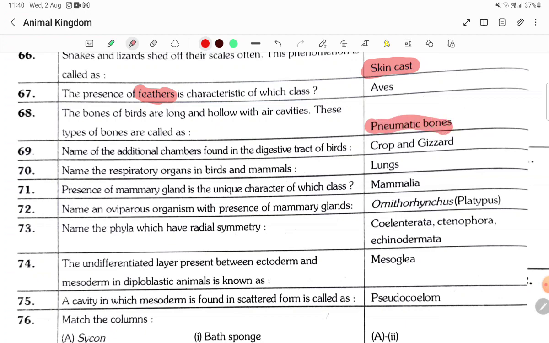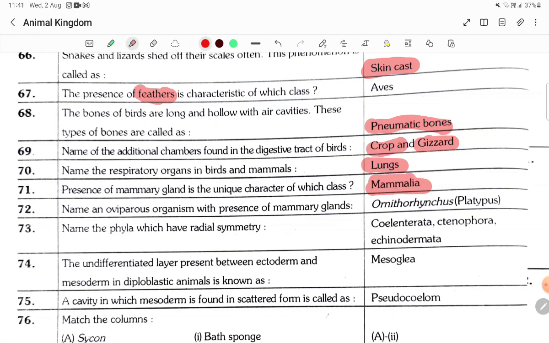Question number 69, name the additional chambers found in the digestive tract of birds. Crop and gizzard are the extra chambers found in the digestive tract of birds. Question number 70 is, name the respiratory organ in birds. Lungs are the respiratory organ. Coming on to question number 71, presence of mammary glands is a unique character of which class? Mammalia possesses the mammary gland.